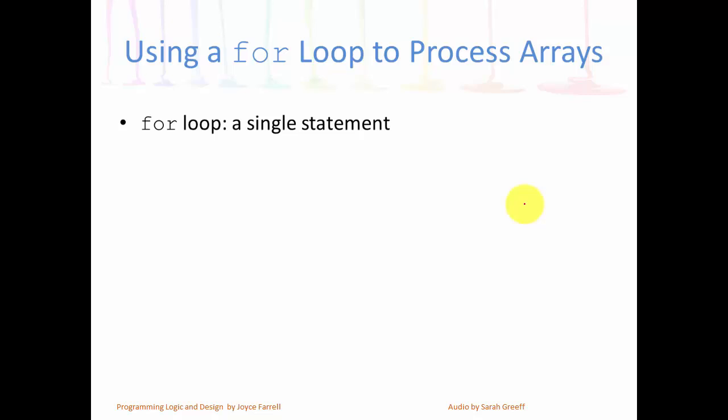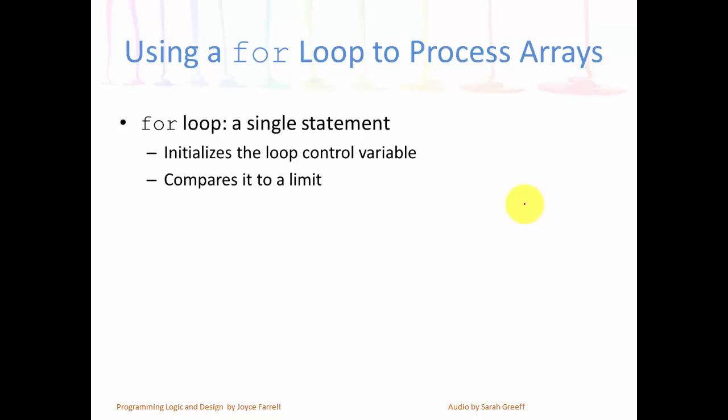A for loop is a loop with a single statement. So in other words, we initialize the loop control variable at the beginning. We compare it to its limit also in one line, and we alter that loop control variable in one line.